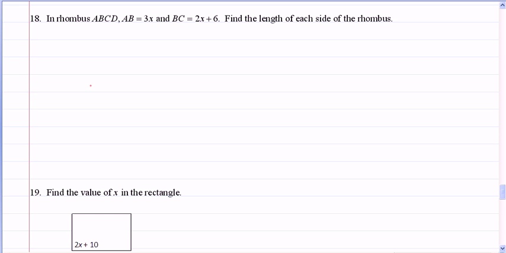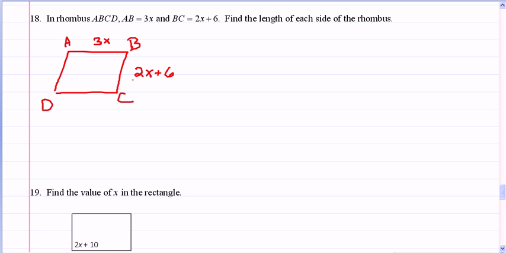For number 18, we have rhombus ABCD, where AB is equal to 3x and BC is equal to 2x plus 6. So if I draw a rhombus and label the rhombus as ABCD, you can start at any point you want, but make sure you label the letters going around in either direction. So A, B, I could only now put C here, and then D. We know that AB is 3x and that BC is 2x plus 6. And we're asked to find the length of each side of the rhombus.